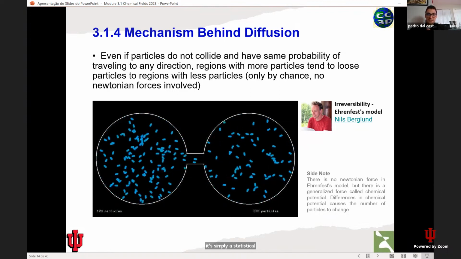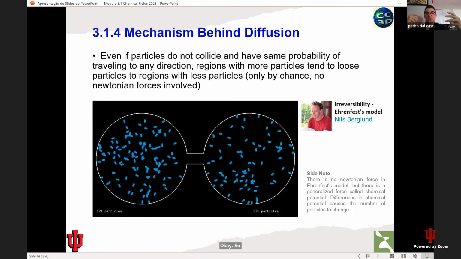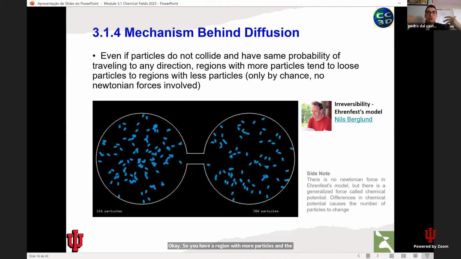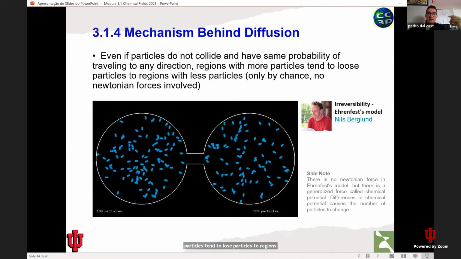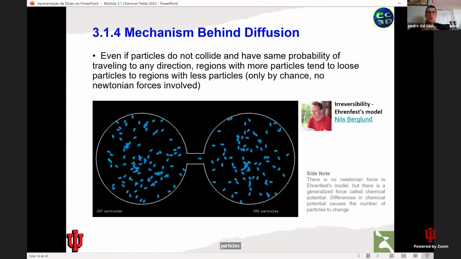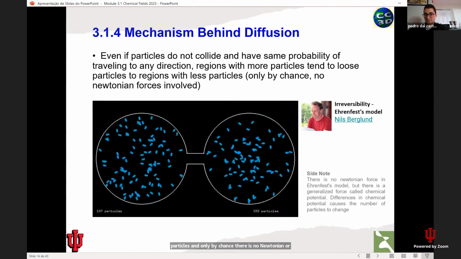phenomenon, okay? So you have a region with more particles and a region with fewer particles. The region with more particles tends to lose particles to regions with fewer particles. And only by chance, there are no Newtonian or quantum mechanical forces involved, nothing.